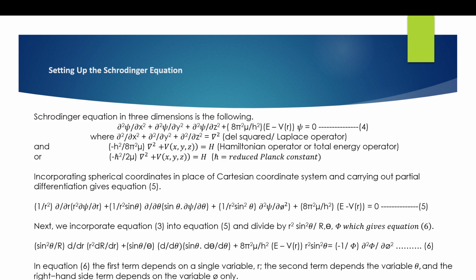Equation 6 is very, very important. Note its important feature. On the left hand side, there are 3 terms, and on the right hand side, there is 1 term. The first term on the left hand side depends on the single variable r. The second term depends on the single variable theta. The third term is a constant and the term on the right hand side depends on the single variable phi. So this equation is very, very important. We will solve all these three equations separately and then combine them together.